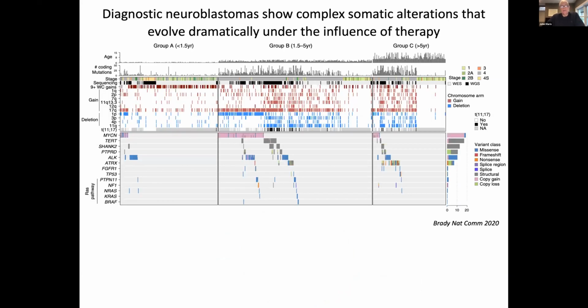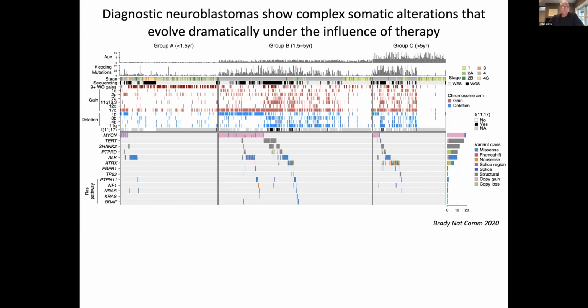But what we're focused on here today is this landscape of somatic alteration. So this is not from the Gabby project. This is a paper that we published in collaboration with the St. Jude group last year. And what this is showing you is that there are age-specific chromosomal aberrations and single nucleotide variations that vary in their frequency based upon age and the stage of the disease, et cetera.